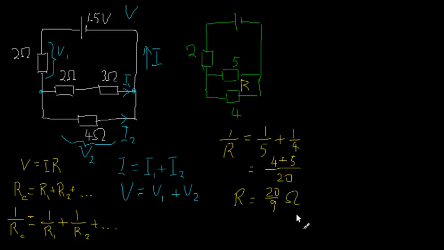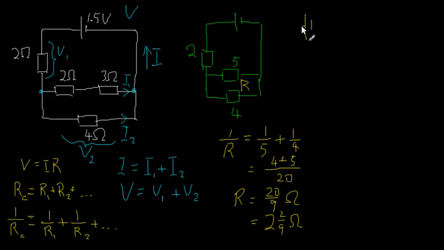Okay, so this is my resistance. I'll write it down in mixed numbers. That would be 2 and 2 over 9. So this is the resistance. So therefore we have found the combined resistance of those two in parallel.